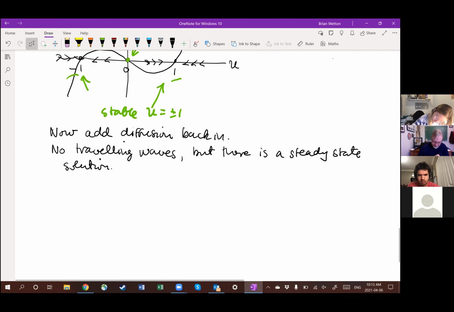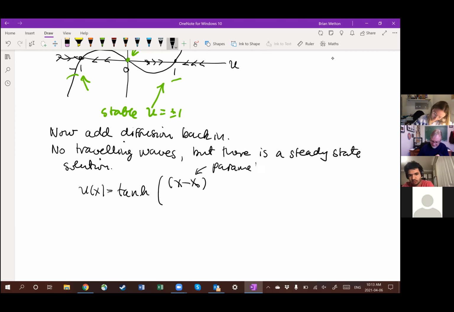And this is an analytic form. It's the hyperbolic tangent of x minus x0, over 2 epsilon. This x0 is just a parameter in the family of steady states.